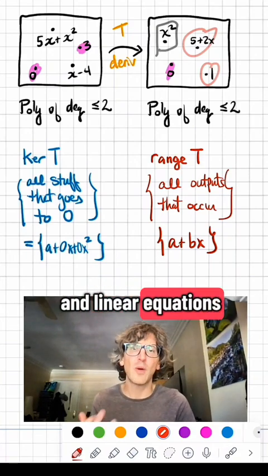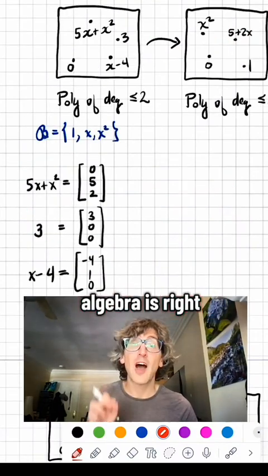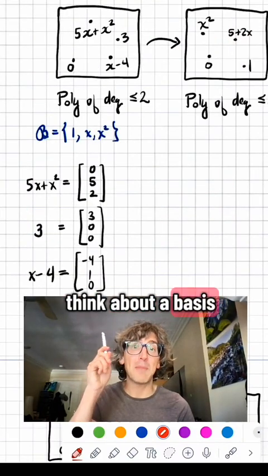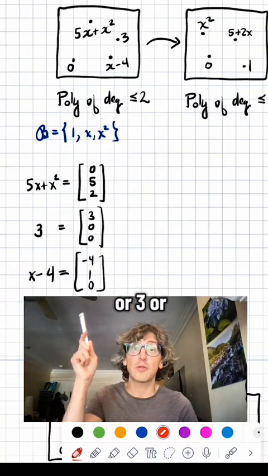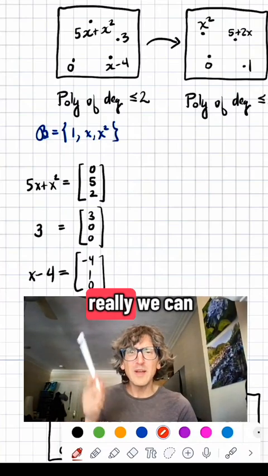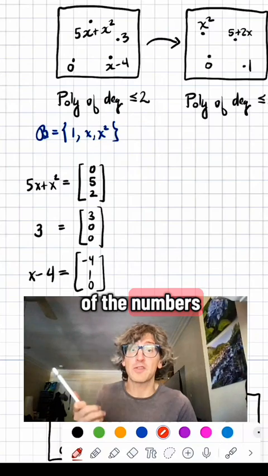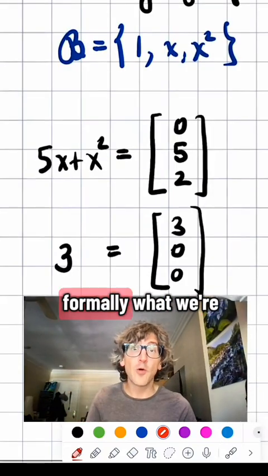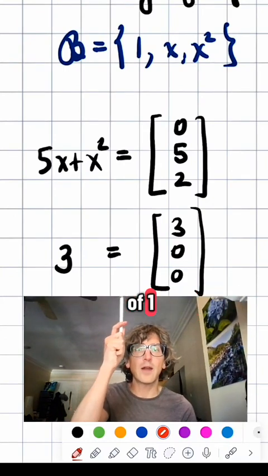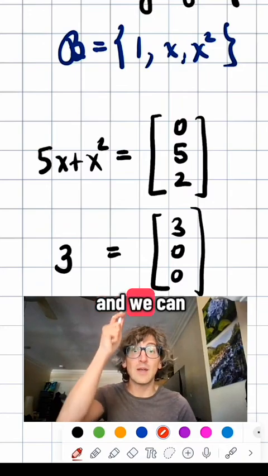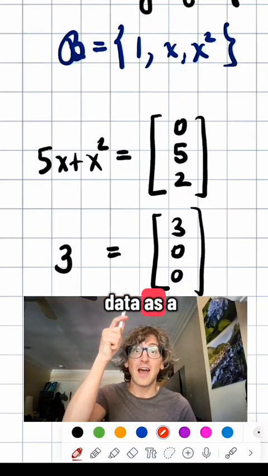This might seem like a fun game to play, but what does it have to do with matrices and linear equations? That's what linear algebra is, right? I got you, but we got to think about a basis. So if we think about things like 5x plus x squared or 3 or x minus 4, really we can just keep track of the numbers that are in front of the letters. Formally, what we're doing is we're picking a particular basis to look at what the coefficients of 1, x, and x squared would be, and we can just encode this data as a column vector.